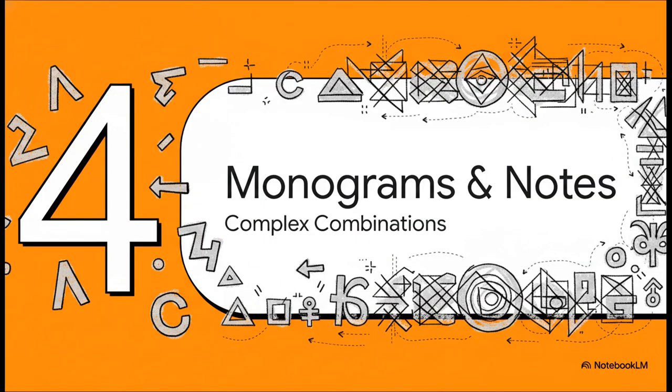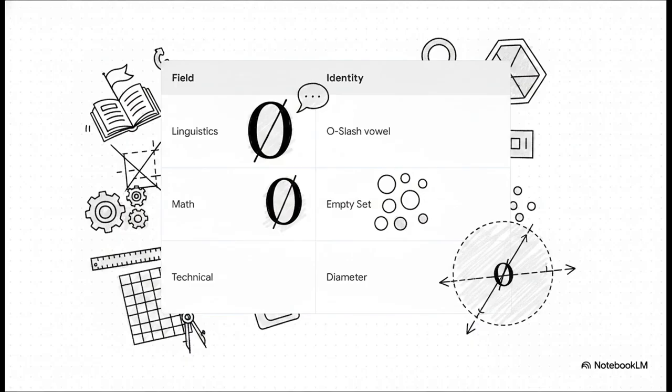All right, Section 4. Monograms, sigils, and notes. Complex combinations and musical geometry. Time for a quick speed round. Let's watch how a perfect circle, sliced by a 45-degree diagonal line, changes its identity seamlessly based on the textbook you're holding. Got a Danish or Norwegian language guide? That's the Ø, a super common vowel.